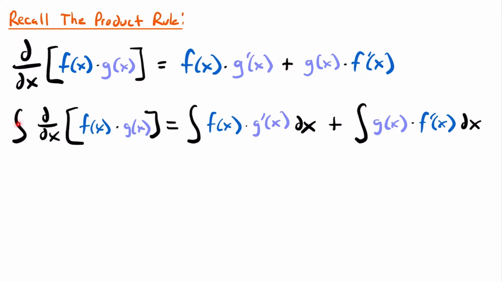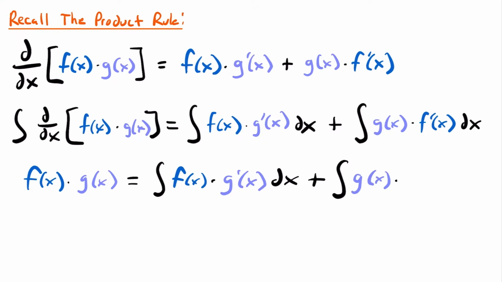Now the integral is going to reverse the differentiation process, and so the integral of the derivative of the product of these two functions will just be equal to these two functions. So we will have f of x times g of x, and that will be equal to these two integrals. I'll rewrite those real quickly. And now what we're going to do is subtract this integral from both sides of the equation.